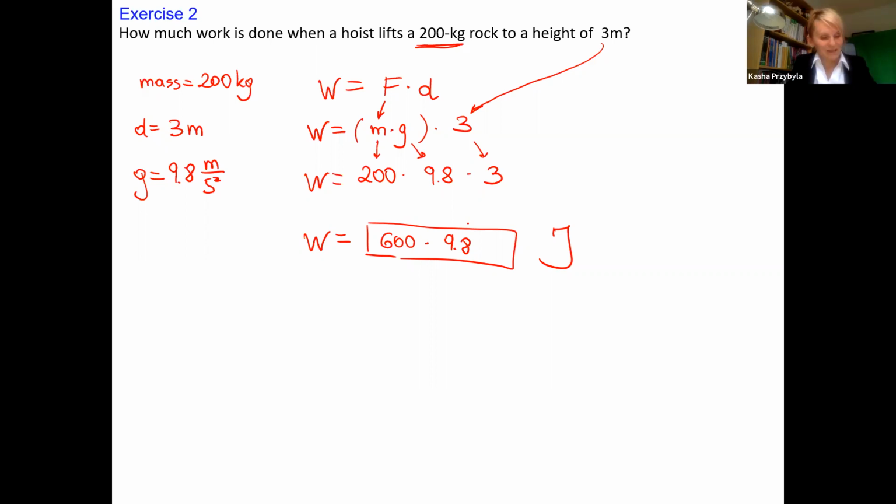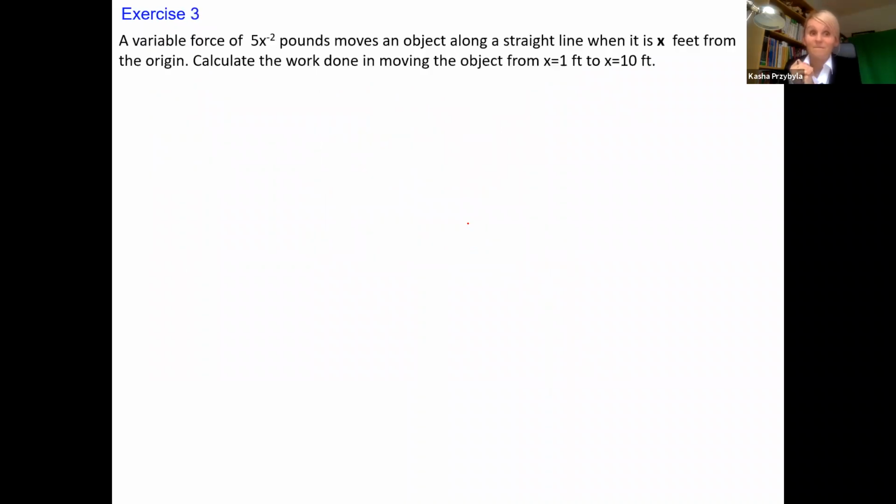Okay, let me check, because I still have, for example, this one. A variable force of 5 times x to the negative 2 pounds moves an object along a straight line when it is x feet from the origin. Okay, that means x feet from the origin. Calculate the work done in moving the object from 1 to 10.